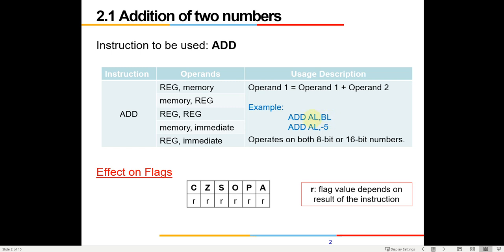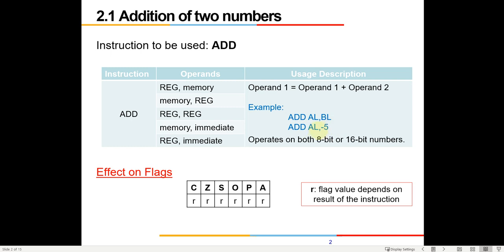Whereas for AL, whatever data was there earlier will be overwritten with the result, which in this case is the sum. This is true for most of the arithmetic operations. The result will be stored in the destination register, which will get overwritten. If that data needs to be preserved, because you require it for some other operation, then you need to store it in some other register. Otherwise you will lose that data, and it will get updated with the new data. Okay, so this is the syntax for that.